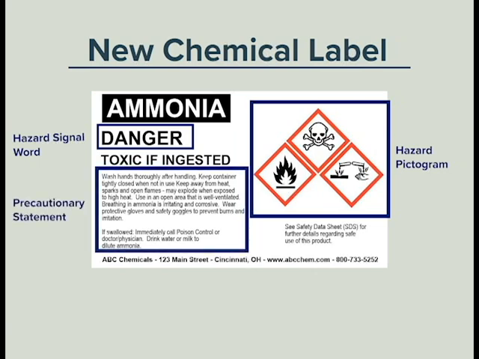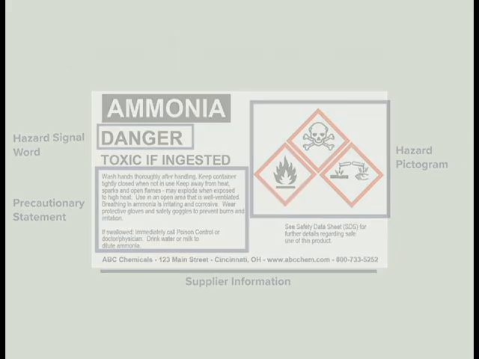The precautionary statement tells you what you should be doing in order to reduce the possible hazard of the product. The supplier information tells you who the chemical was made by. You normally won't be using a chemical in its original package. This is where the secondary labeling comes into play. It is extremely important to include the name of the chemical on all secondary containers used to hold cleaning products.